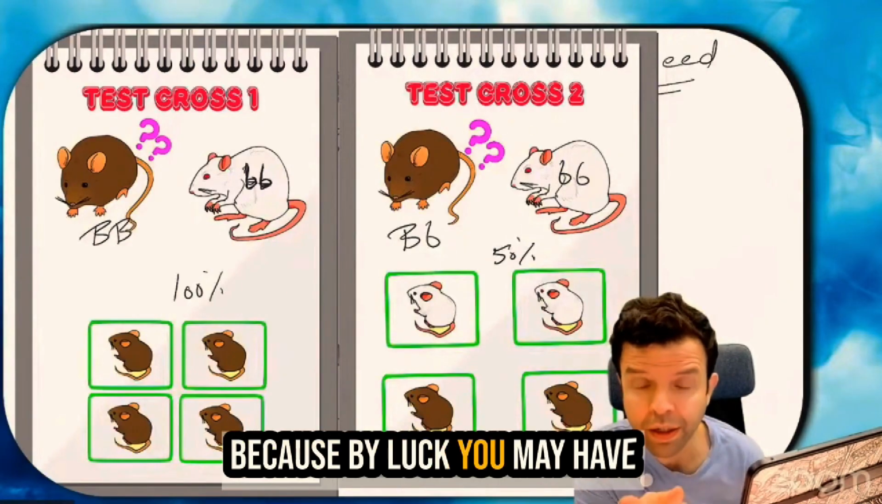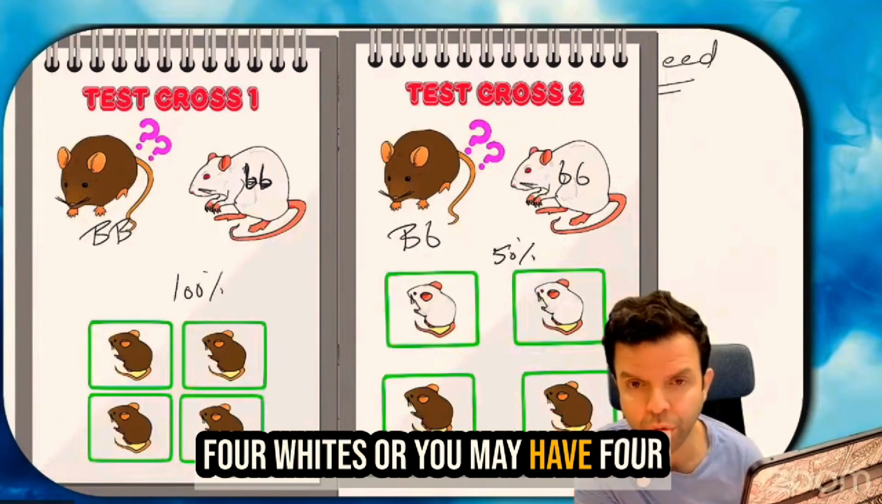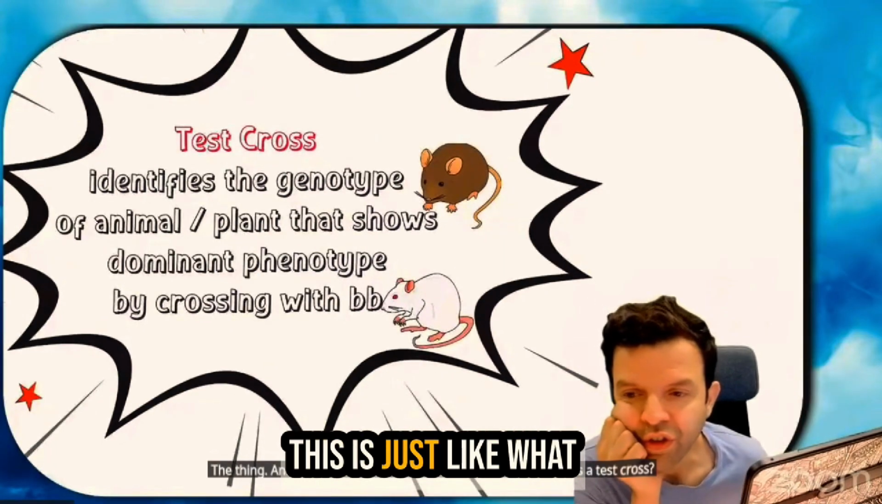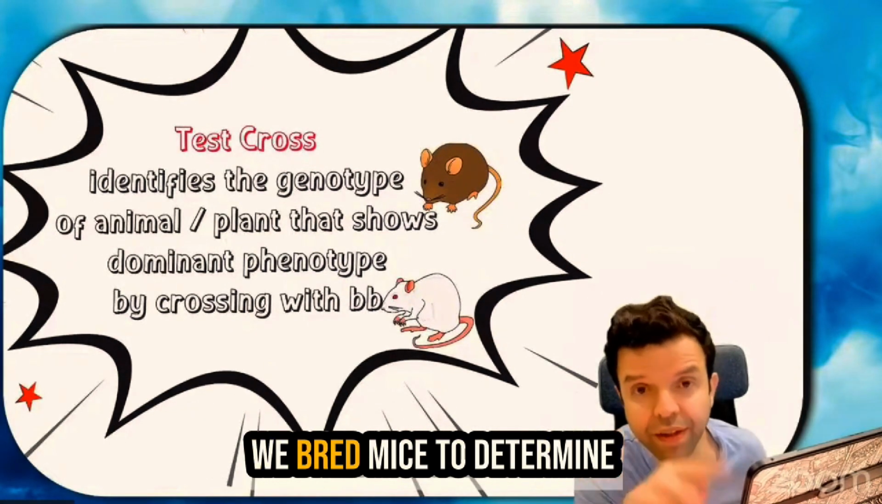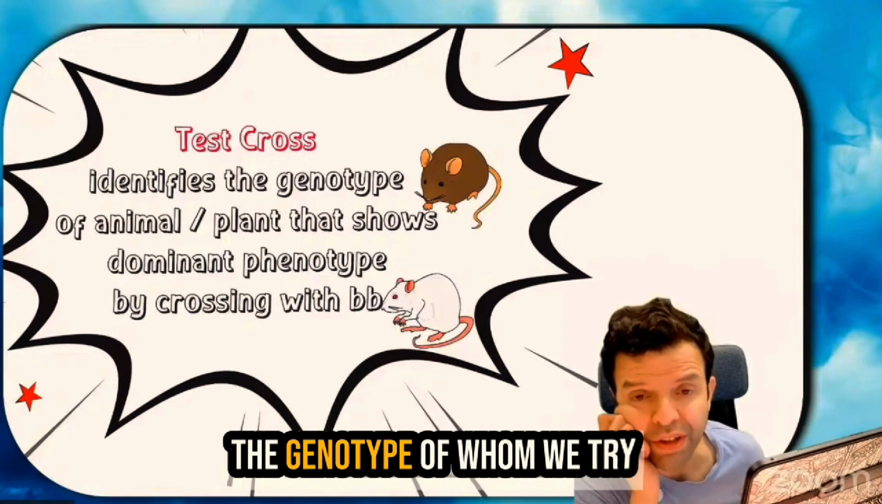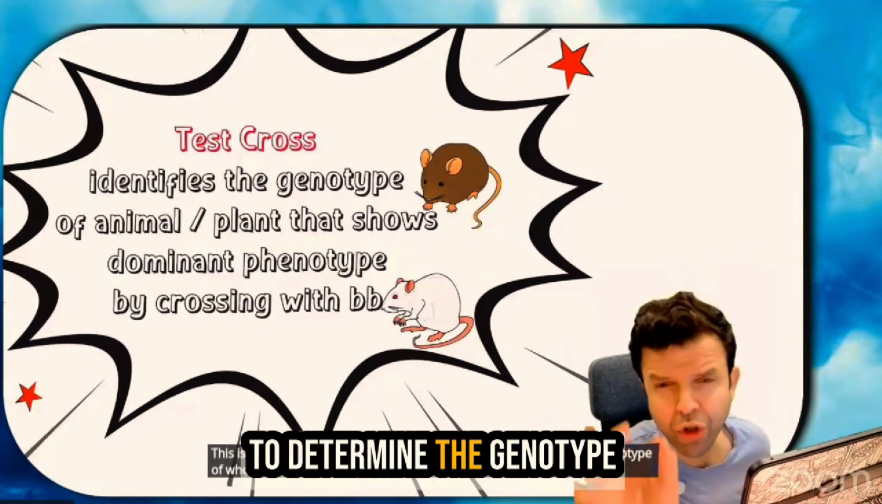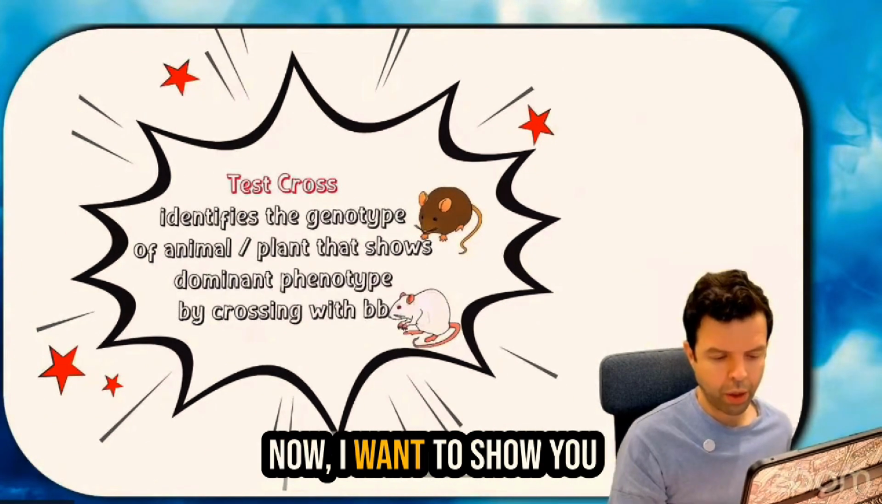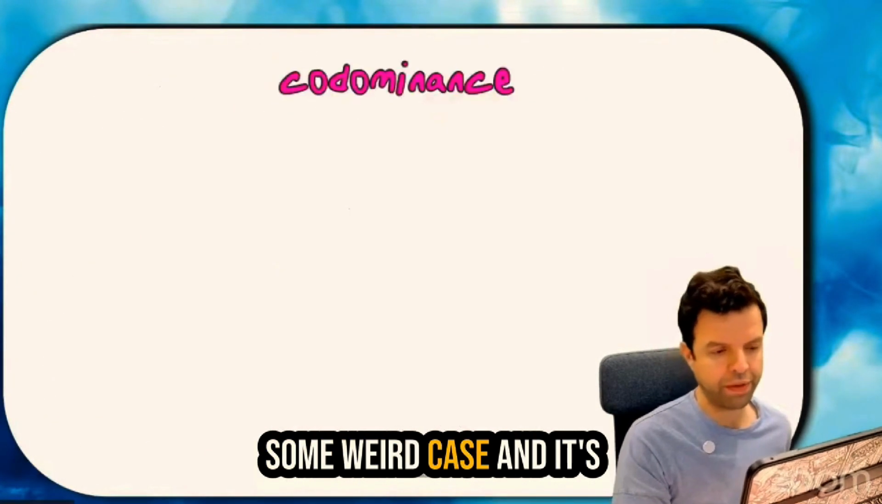Because by luck, you may have 4 whites, or you may have 4 brown, and that will be misleading. What's a test cross? This is just like what we've done here. We bred mice to determine the genotype of the dominant parent. Make sense? Now, I want to show you some weird case.